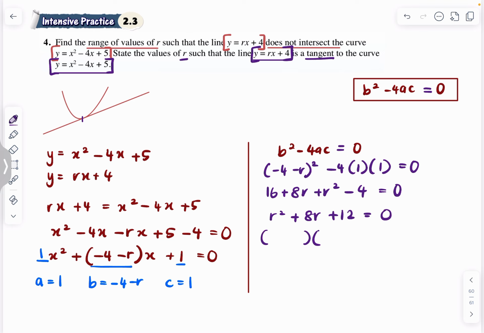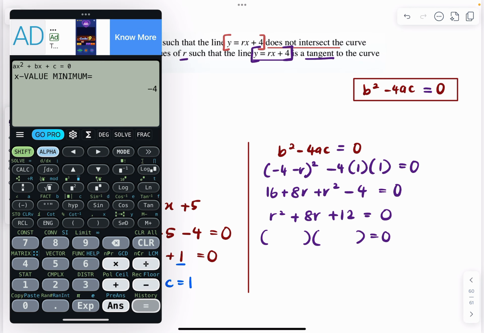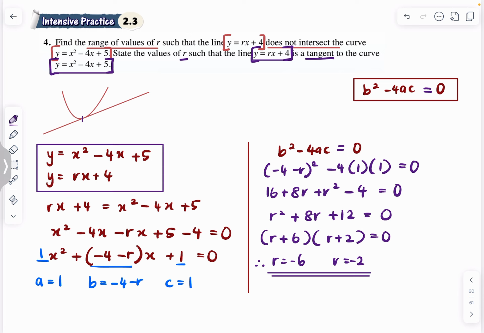Factorizing also, you get the same answer. We get -6 and -2, right? So r is -6, r is -2. Putting into the bracket, it will be r plus 6, r plus 2. So this will be our r values when it is tangent to the curve. When the straight line and the curve are tangent to each other, b squared minus 4ac will equal 0. That's the only difference.